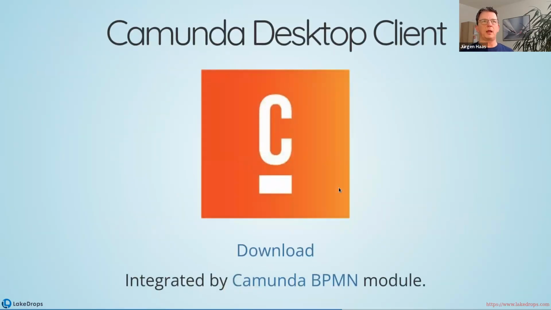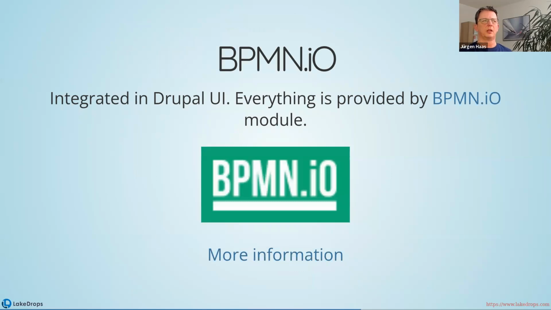The first one is the Camunda desktop client. By the way, I'm providing a link to the slides later on, and then you have access to all the links and can actually click on them and go to them and download stuff and so on and so forth. This is integrated with the Camunda BPMN module, which is available on Drupal.org. And the desktop client is, I think, Java-based and runs on all the operating systems like Windows, Mac, and Linux. Another one is the one that you saw in action, which is bpmn.io, a JavaScript library, which is developed and maintained by the same people who also maintain the Camunda desktop client.